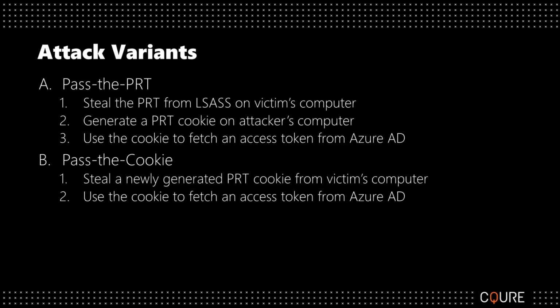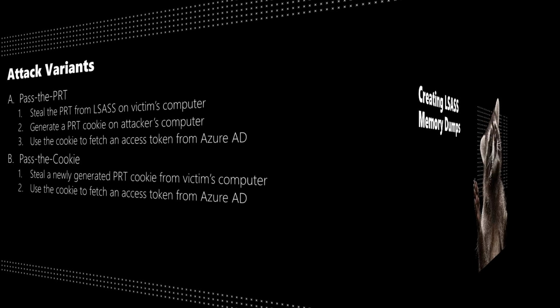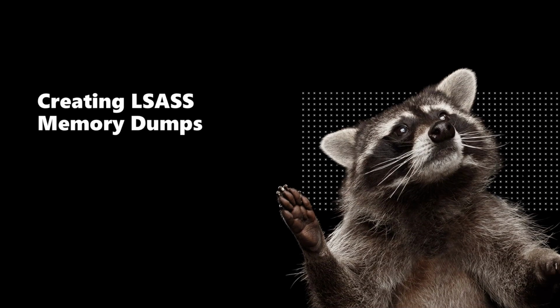This authentication mechanism can thus be attacked in two ways. Either by stealing the PRT itself from the computer's memory, or by stealing a cookie that is digitally signed by the PRT's session key. In both cases, the attacker then uses the stolen secret to authenticate against Azure AD from his own computer. So let's start with the first attack type.